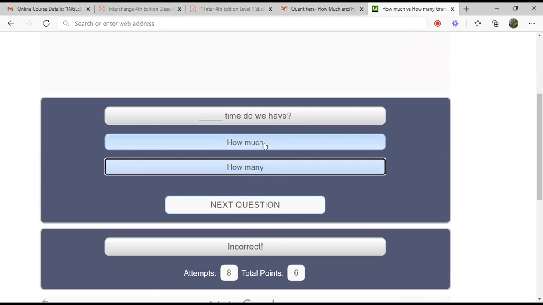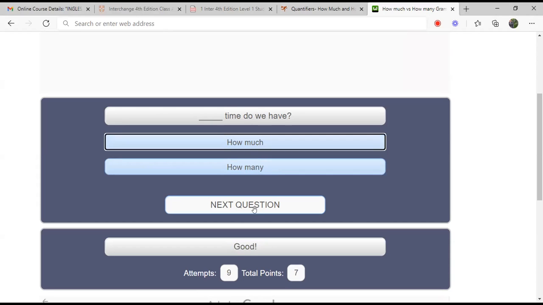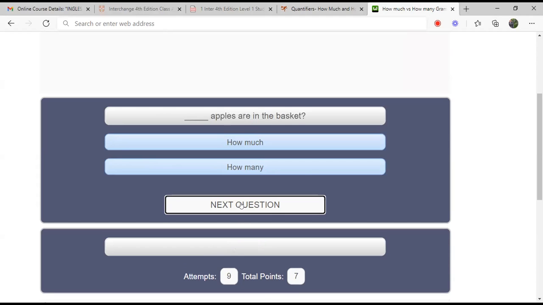Yes. Pongamos todo junto, por favor. Let's put everything together. How much time do you have? Do we have? Thank you. Yeah, correct. Then attempt significa intento, right? Attempts over here. So next question, Caesar. Apples are in the basket. Solo vamos a hacer 5 de estas, ¿verdad? And then you will continue. Okay, practice.